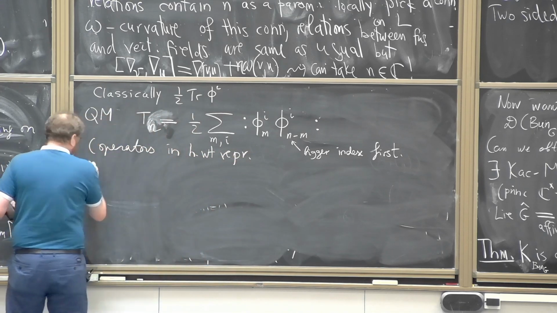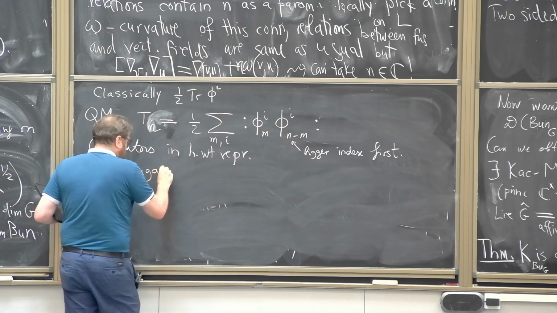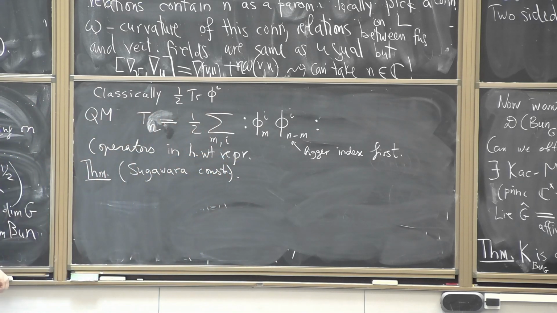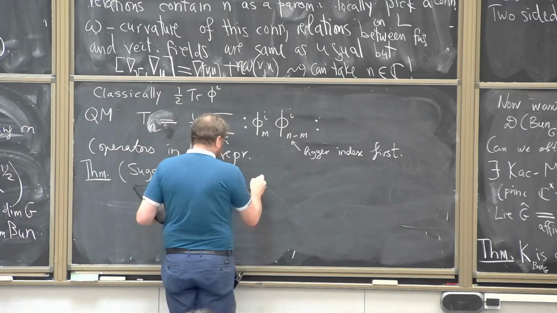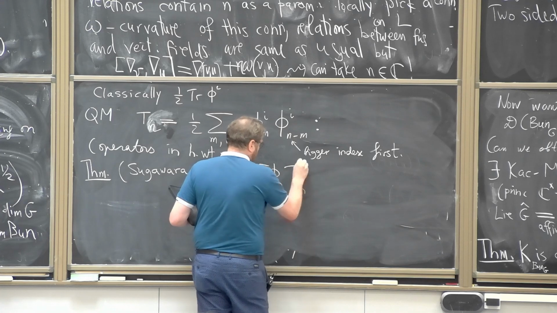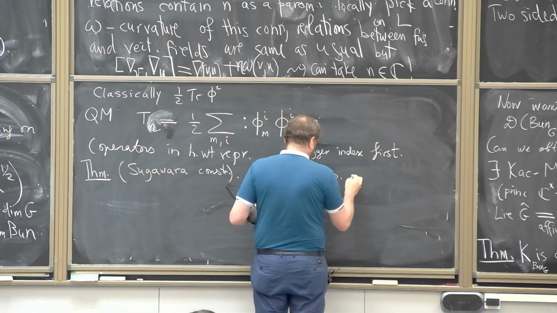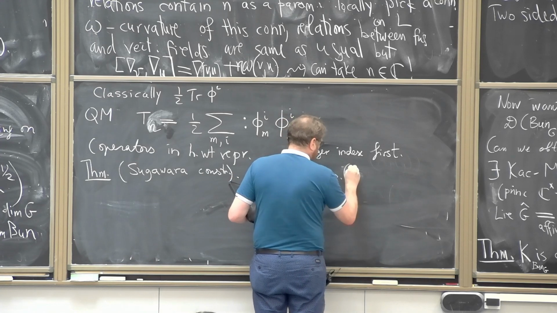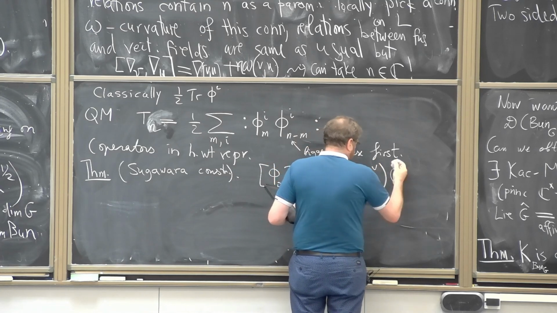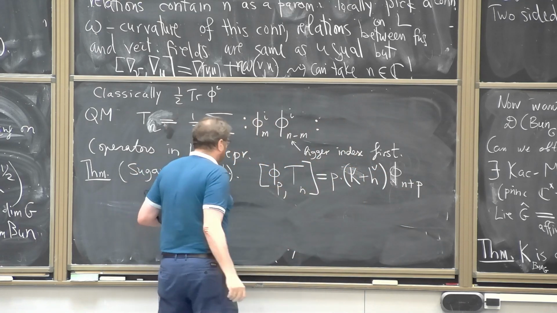And then you can prove the following theorem. So this is called the Sugawara construction, which explains in detail what happened there when we failed to have commutativity. So if you commute phi_p with T_n, this is going to be p times (k plus h check) times phi_(n+p). So you see they commute only when k equals to minus h check.